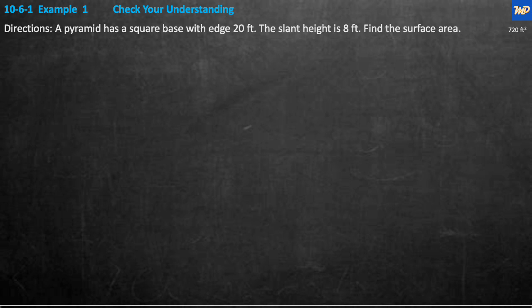Okay, example 1, check your understanding. Descriptive directions. A pyramid has a square base with edges of 20 feet. The slant height is 8 feet. Find the surface area.